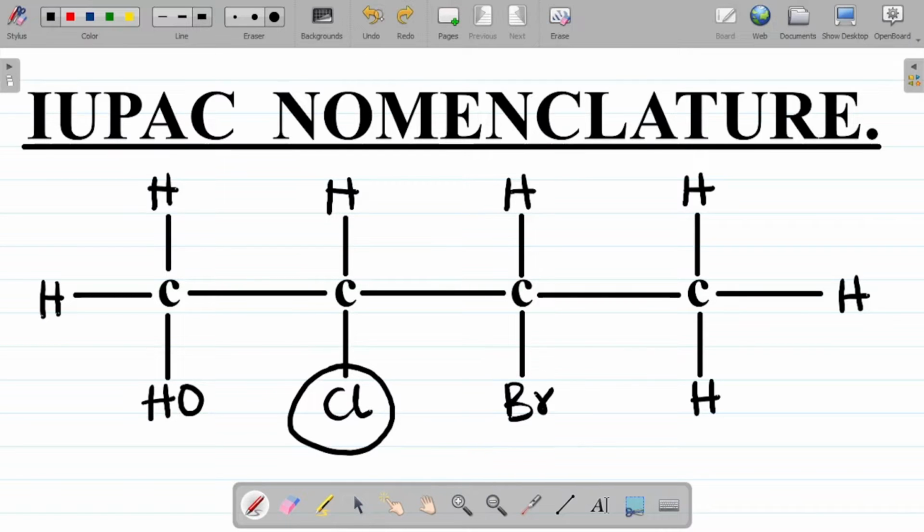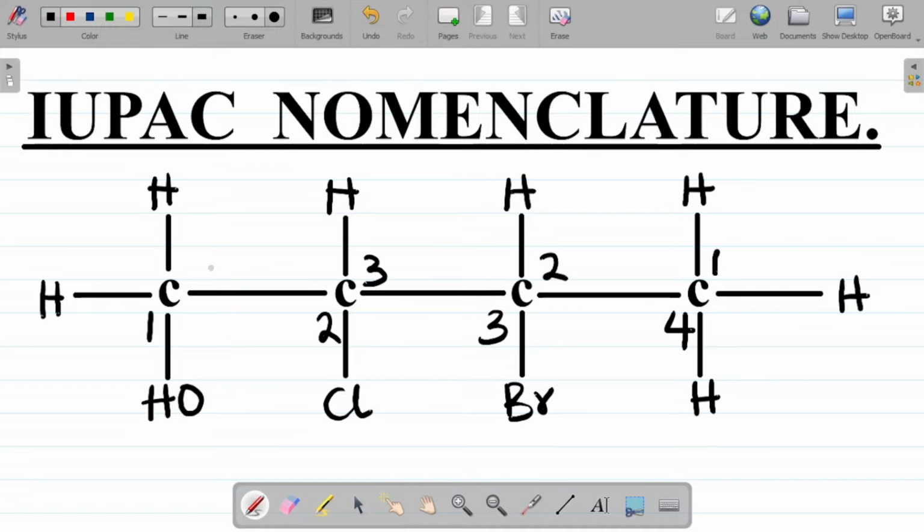Now our third task would be to do our numbering. So we'll do the lower numbering and the upper numbering system. We do the lower numbering from left to right, which gives you 1, 2, 3, 4. We also do the upper numbering from right to left, which gives 1, 2, 3, 4. Now we'll choose either the lower numbering or the upper numbering. One of them would be used. And how do we know the one to be used?